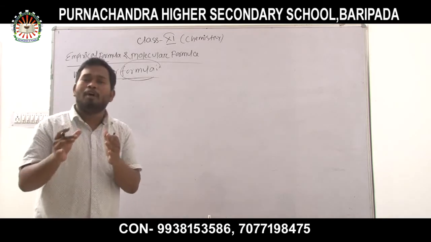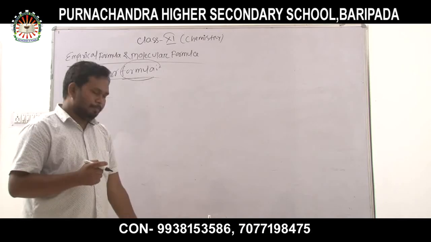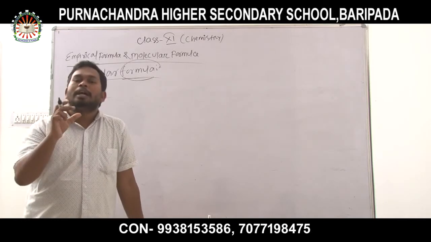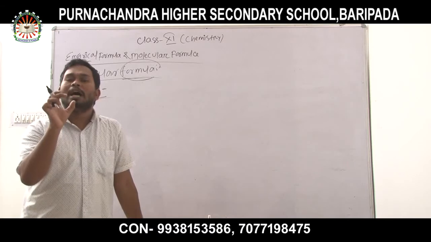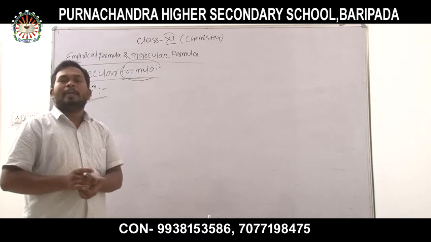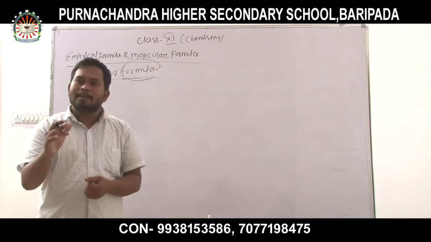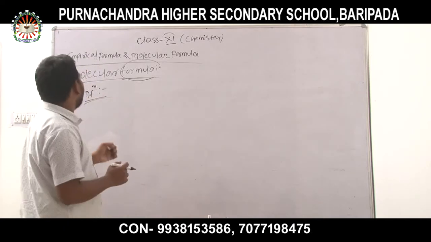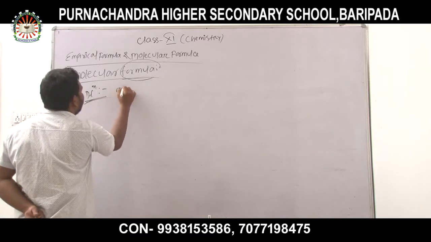the exact number of atoms. The exact number of atoms in a substance or molecule is called its molecular formula, or it is the formula where the exact number of different types of atoms present in that substance or molecule is called molecular formula.